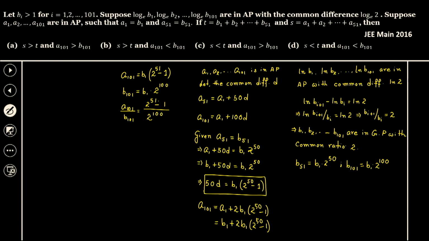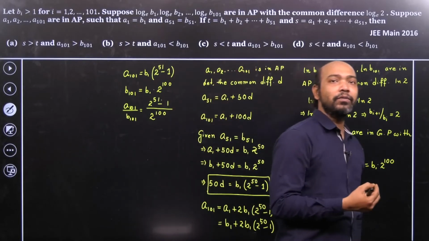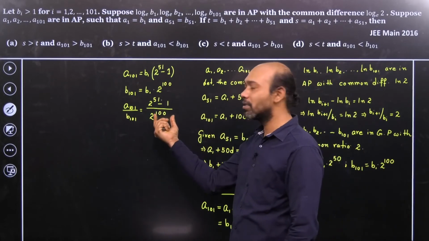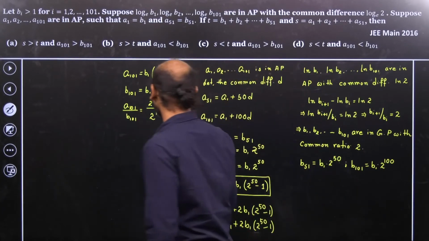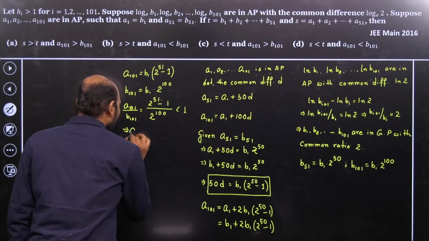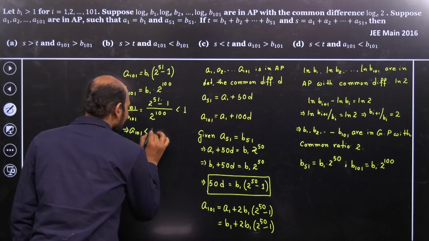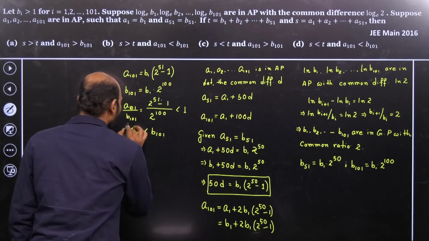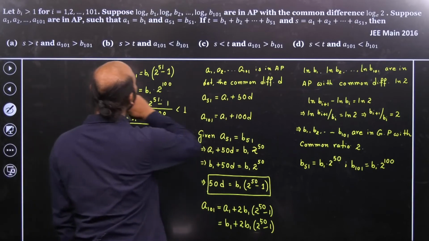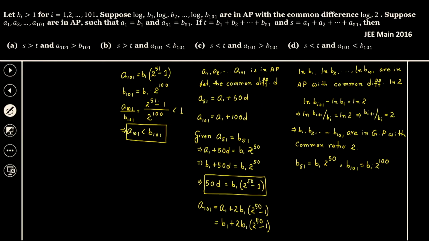Now it is obvious that the ratio of 2 to the power 51 and 2 to the power 100 is less than 1, because this 2 to the power 100 is too big. So therefore it's less than 1. That implies that A101 is less than B101. So one relation we have obtained. So therefore either option A or maybe option B is the correct option.